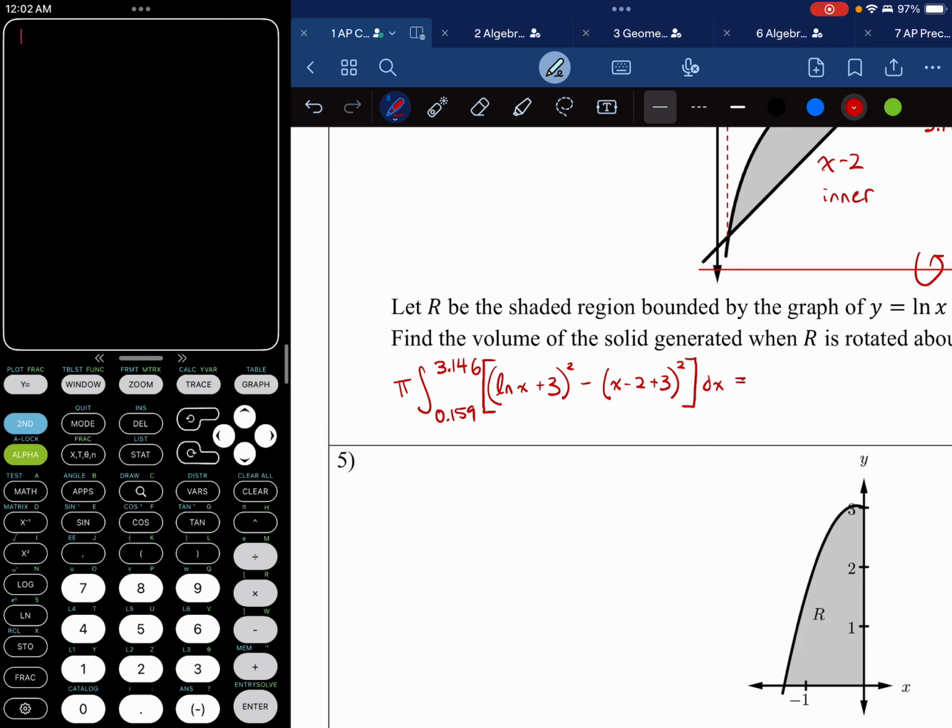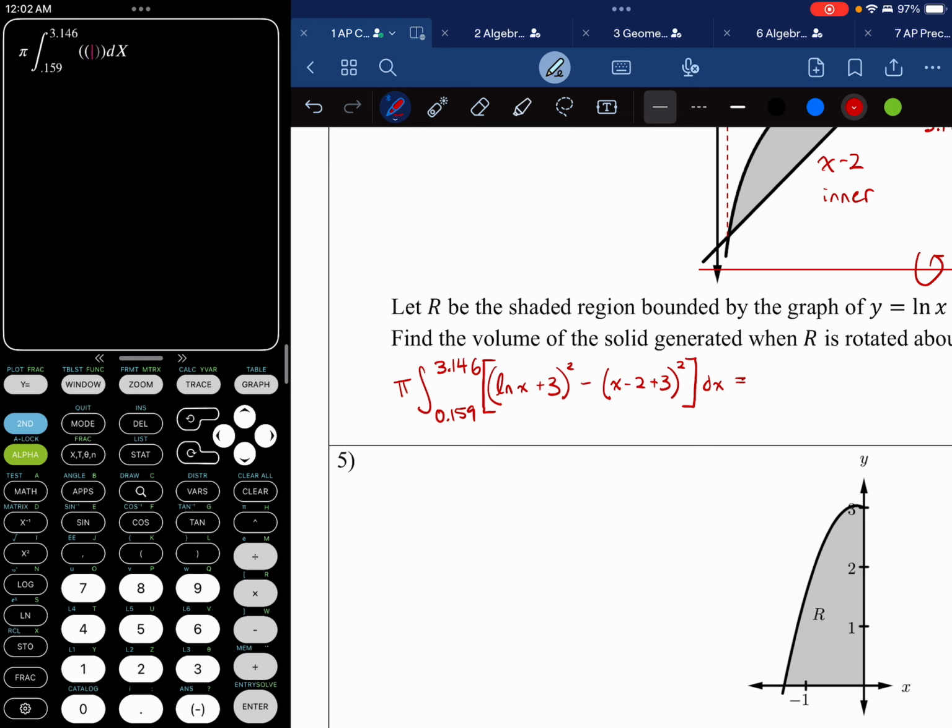I need to type all of that in. So how am I going to type that? I'm going to hit second to the power of to activate my pi. Math. 9.159 is the lower bound. Upper bound is 3.146. Okay, functions. I'm going to start my parentheses because I'm going to square this.